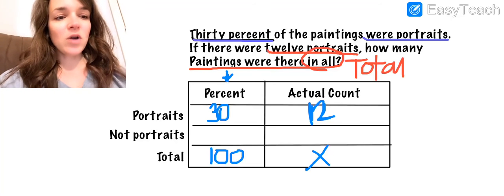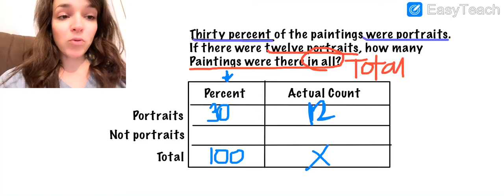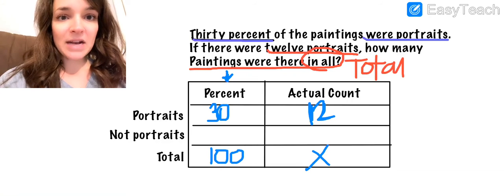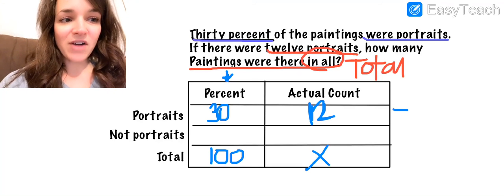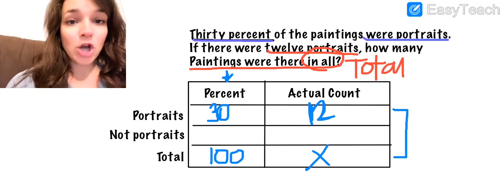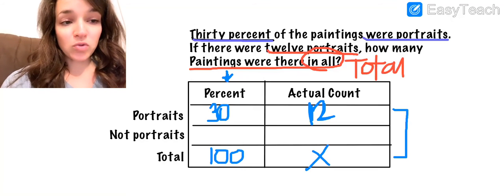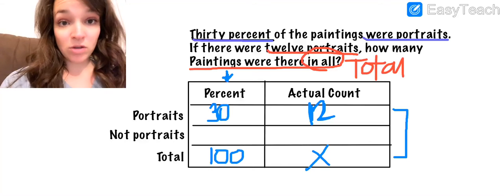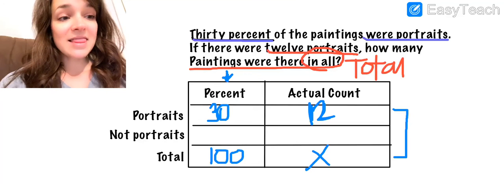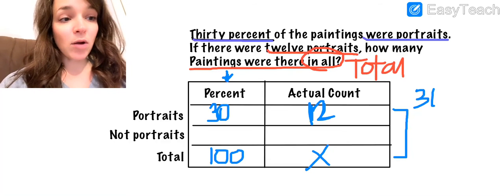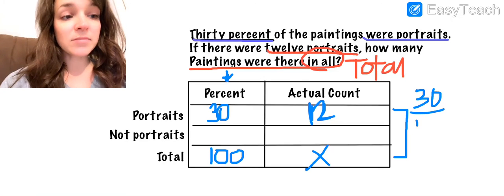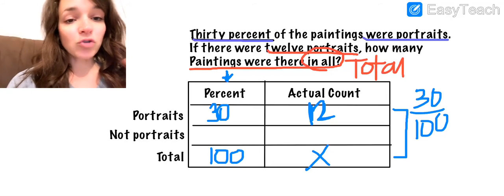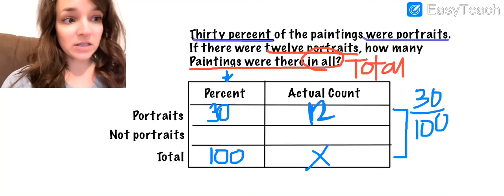So now we could fill in the not portrait section, but really once we've identified the row that we know, which would be the portraits row, because we know everything in that row, and the row where we need to know something, which would be the total row, that's all we need to set up our proportion. Okay, so sometimes you might need that extra row where it says like not portraits in this case.